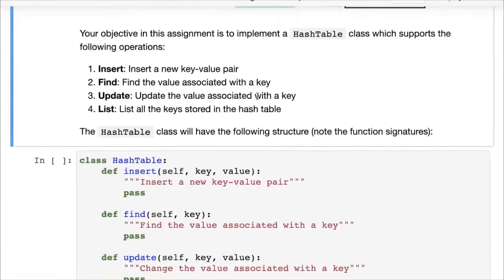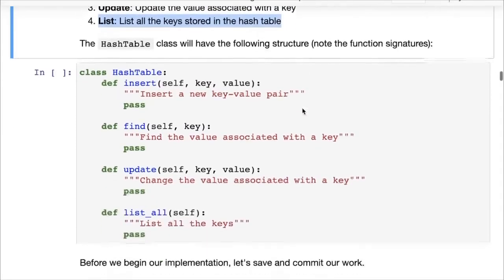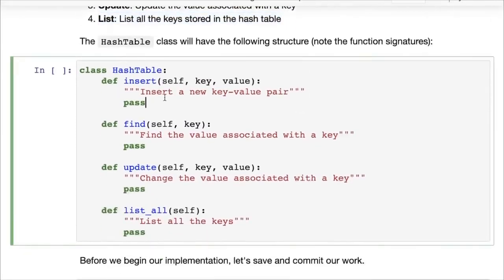Now your objective in this assignment is to implement a hash table class which supports these operations: an insert operation to insert a new key value pair, a find operation to find the value associated with a given key, an update operation to update the value associated with a given key, and a list operation to list all the keys stored in the hash table. And here's where we are going to use Python classes. There's a brief introduction to Python classes in lesson 2 of this course, so do check out lesson 2 if you want a refresher on Python classes.